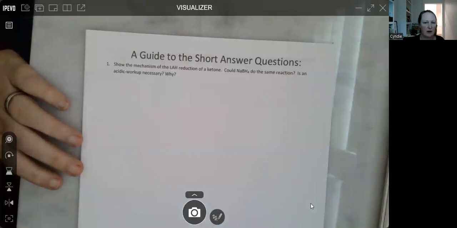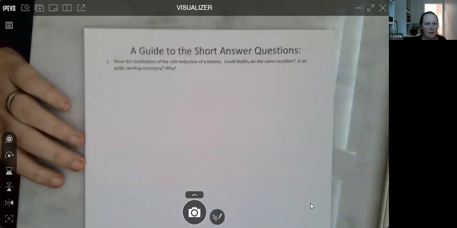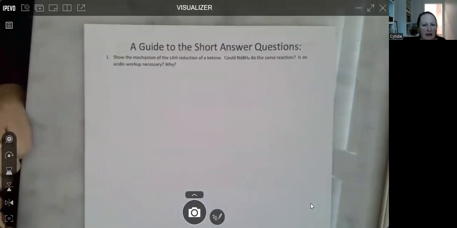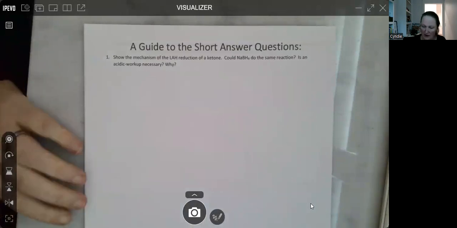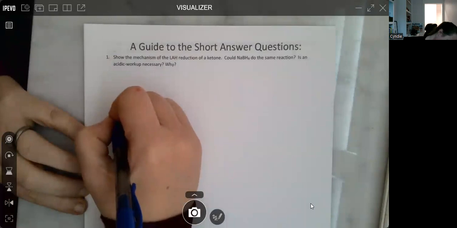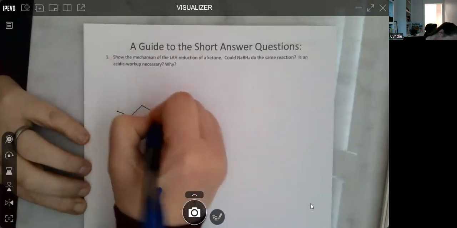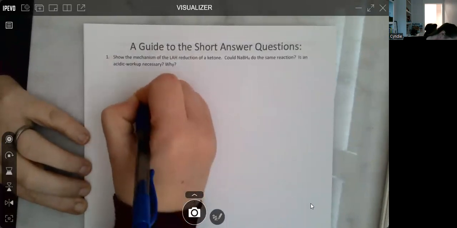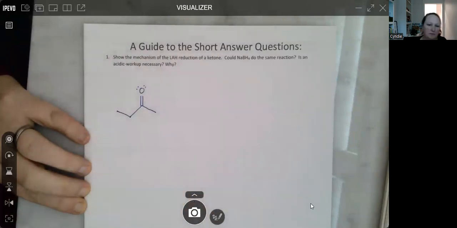Okay, moving on. Show the mechanism of an LAH reduction of a ketone. Would sodium borohydride do the same reaction? Is an acidic workup necessary, and why? Okay, so let's go ahead and draw a ketone. And it sounds like any old ketone will do. So we'll just draw a simple ketone.